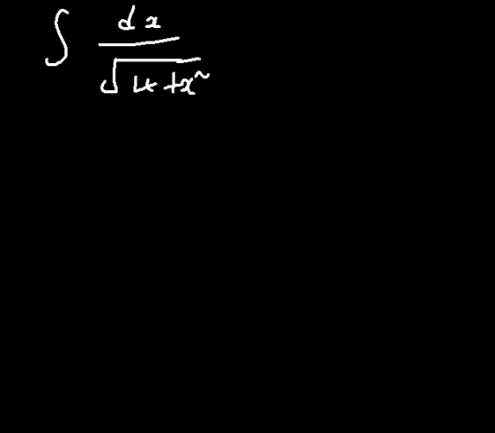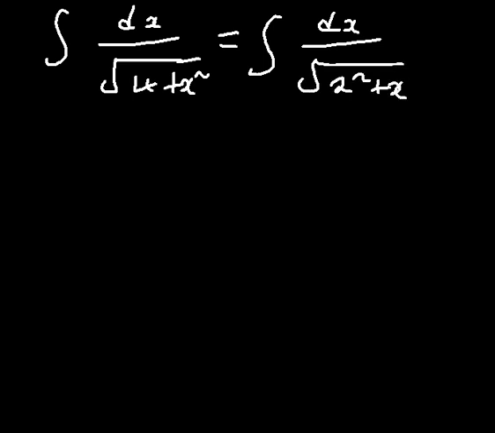Now let's concentrate on the expression that we have inside. The expression inside is 4 plus x squared. 4 is a perfect square, and x squared is also a perfect square. So we should express 4 to have the same power as x has. Therefore that is the same as having the integral of dx over the square root of 2 to the power 2 plus x squared. That's what you can see there.